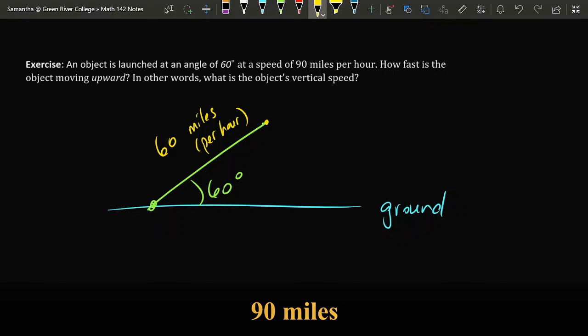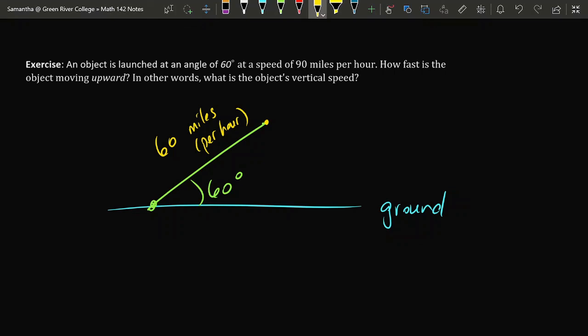Now the question is, how fast is the object moving upward? 90 miles per hour is the object's overall speed. How fast specifically is its vertical speed changing? If we consider just how far it moved upward in that same hour, how far would this object move upward in that same hour?